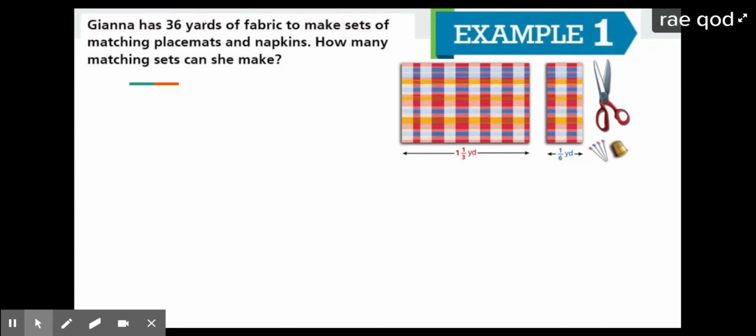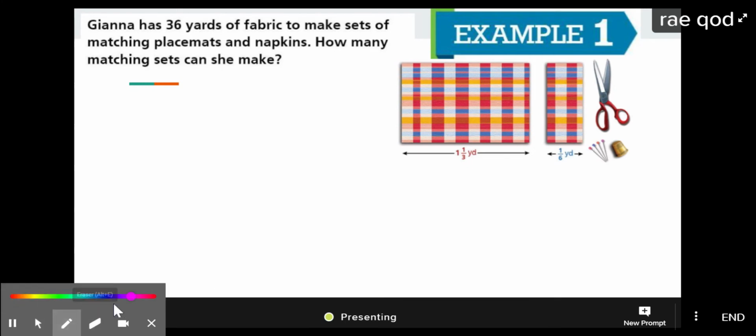So today we are working on combining like terms, and we're going to be using all rational numbers. So fractions, positive, negative, decimals, all that good stuff. Gianna has 36 yards of fabric to make sets of matching placemats and napkins. How many matching sets can she make?